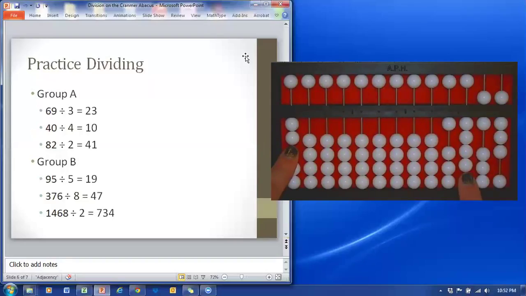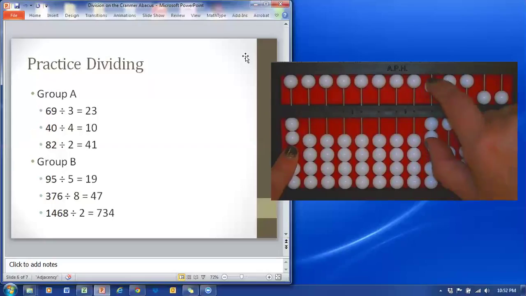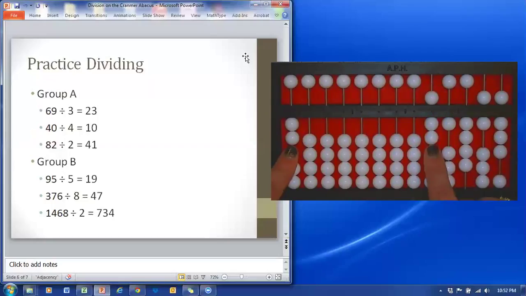Does 2 go into 14? It goes in there 7 times. So from the 4 in 14, move over 2 columns to the left and set your 7. 2 times 7 is 14, so subtract off your 1 and your 4, that 2-digit number.